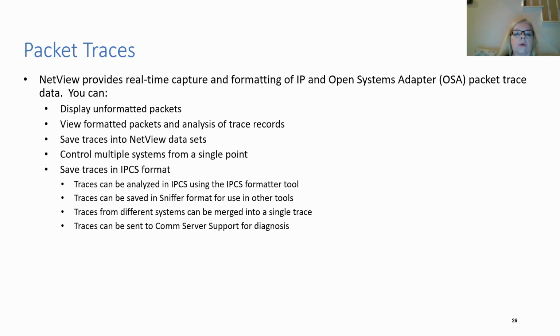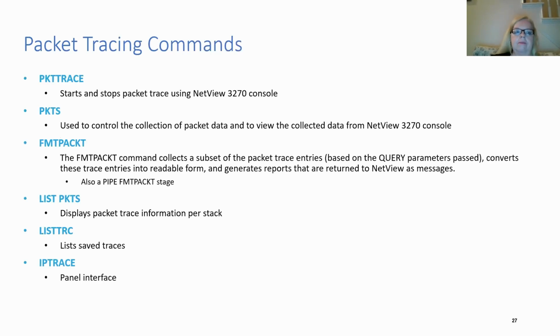You can control multiple systems from a single NetView. And then you can save the traces in an IPCS or sniffer format, which is new for 6.3. The traces get analyzed in IPCS using the IPCS formatter tool, and I'll show you an example of what that looks like. And then you can merge traces from different systems into a single trace. And of course, you can send these trace data sets to Communications Server support for diagnosis.